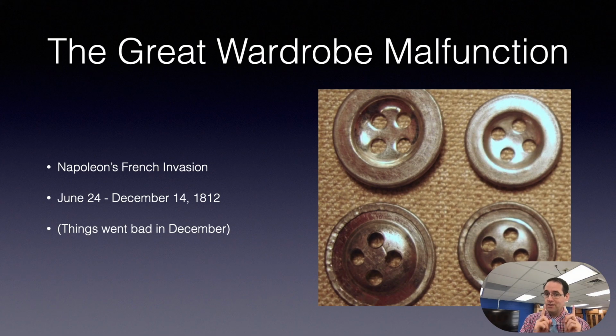Corroded is not the correct word, but I'm using an analogy so you can understand this. And their uniforms literally fell apart. They couldn't button up their coats and stuff. So they froze to death. So they were doing quite well. June 24th, they started. Around December 14th, weather started getting cool. Things went very bad in December.